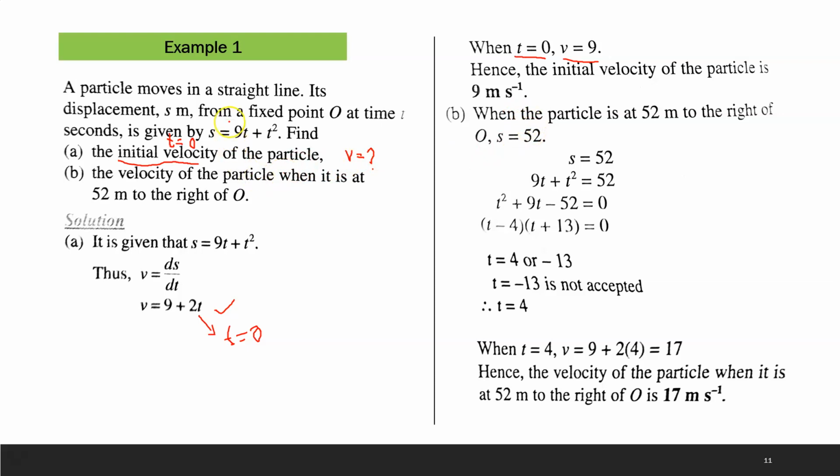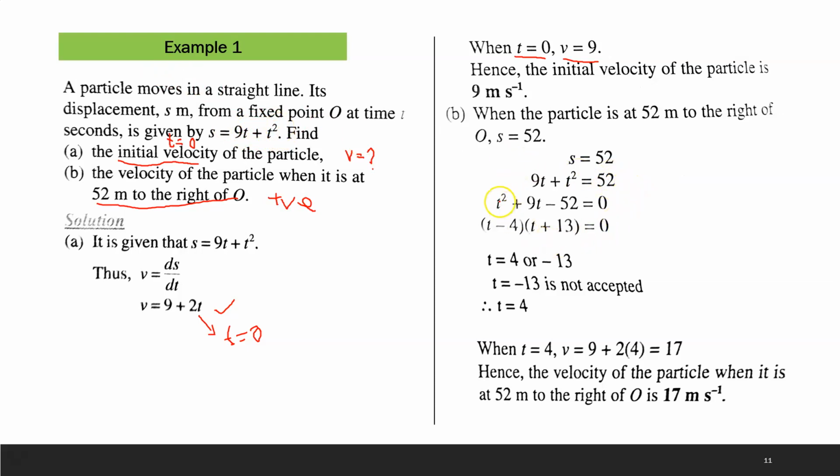And then for B, the velocity of the particle when it is at 52 meter to the right of O. Meaning dia adalah positive. So we know that the displacement is 52 meter to the right. Okay, sasaran dia adalah 52, positive. S equal to 52. So you have this one, 90 plus t square, you equalkan dengan 52.